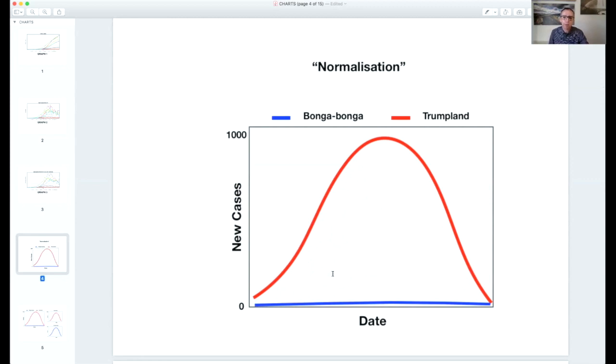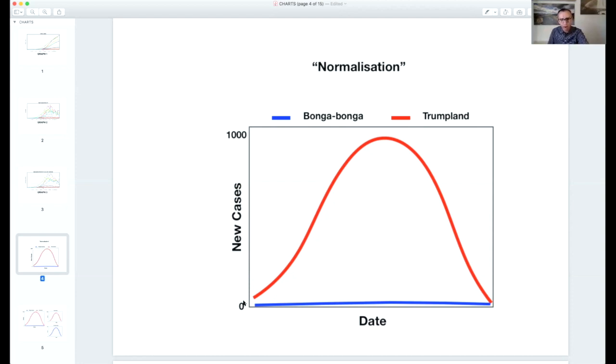And let's say the population in Trumpland is 100 million and the population in Bonga Bongaland is 100,000. So very different countries, and we're looking at new case rates for those 2 countries. Let's say the Trumpland curve is this red one and the Bonga Bongaland one is the blue one. So it's a bit like Norway versus Spain in terms of the relative scale. And the number of cases on my vertical axis here is 0 to 1,000.